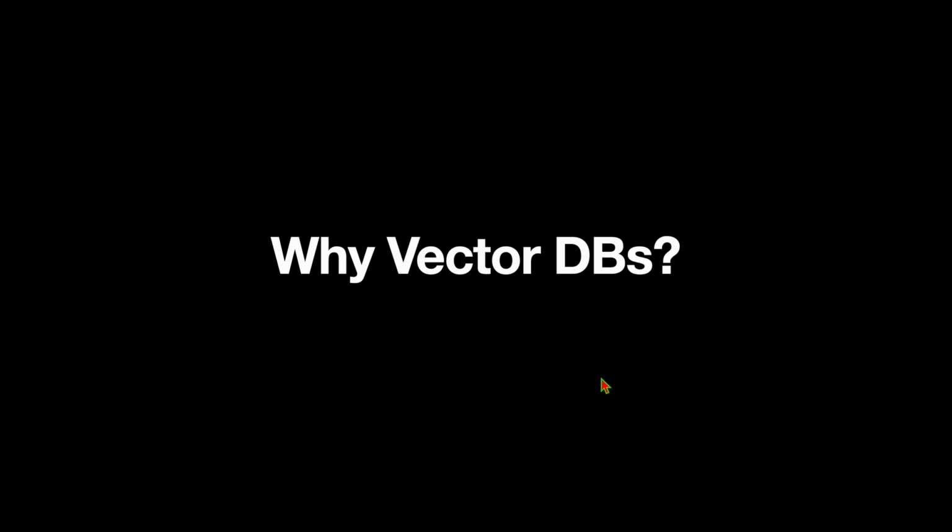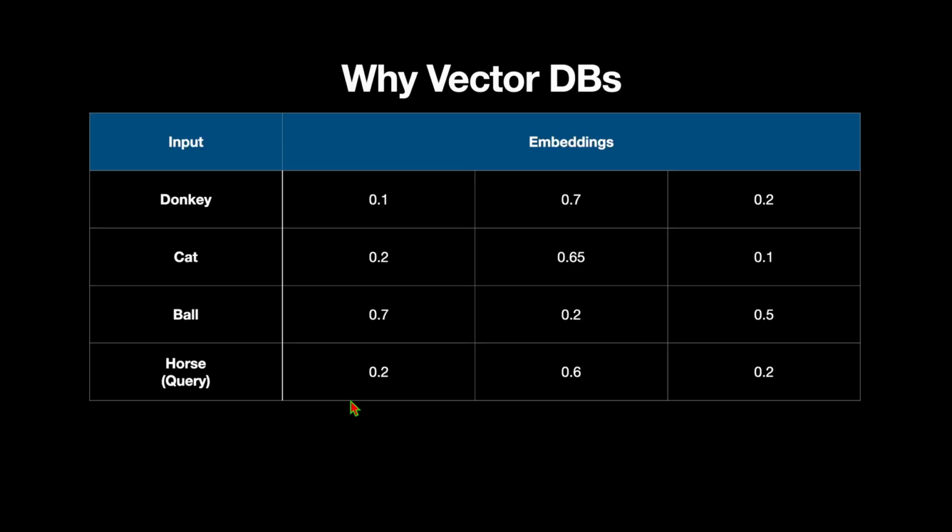So why do we even need vector DBs? Let's say we have thousands of documents in our RAG system and we have chunked and embedded them into vectors. Now let the vector be three-dimensional in a toy scenario, and let's say we have three words in the database, which are donkey, cat, ball, and we get a query which is that of horse.